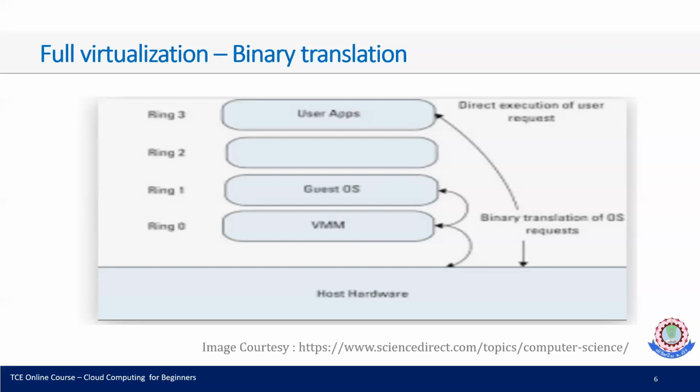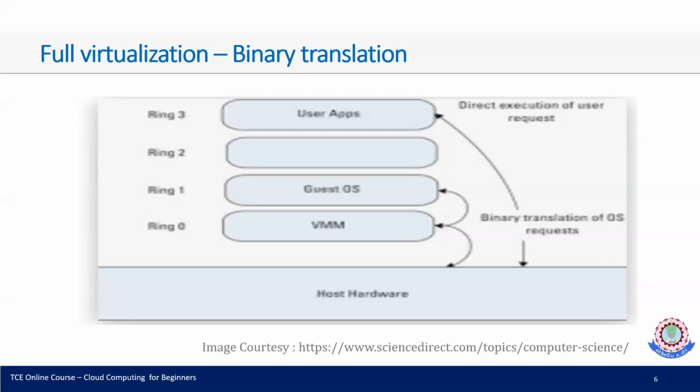So ring 0 is otherwise called hypervisor. Ring 2 is nullified. It is meant for specialized kinds of instructions which will be served whenever there is a necessity. Ring 1 is for guest OS. Ring 0 is a VMM, otherwise you can call it host hardware. So during execution, this serves as the host computer.